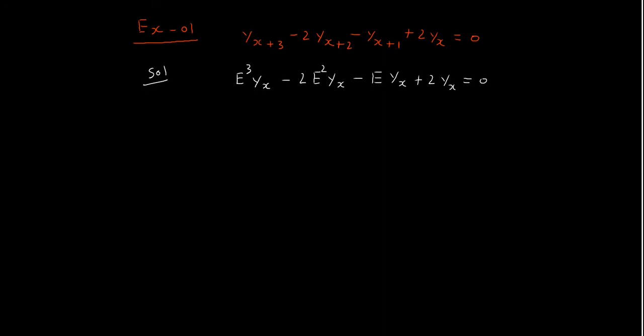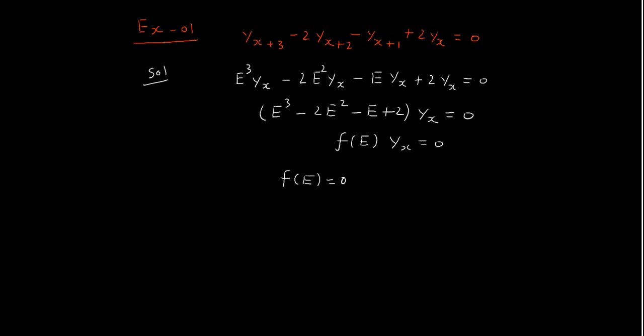So if we write it as a function of E, then f(E) is E cubed minus 2E squared minus E plus 2, and f(E) y(x) equals 0 is the standard form. How do we find the complementary function? We just put f(E) equal to 0 and simplify: E cubed minus 2E squared minus E plus 2 equals 0.